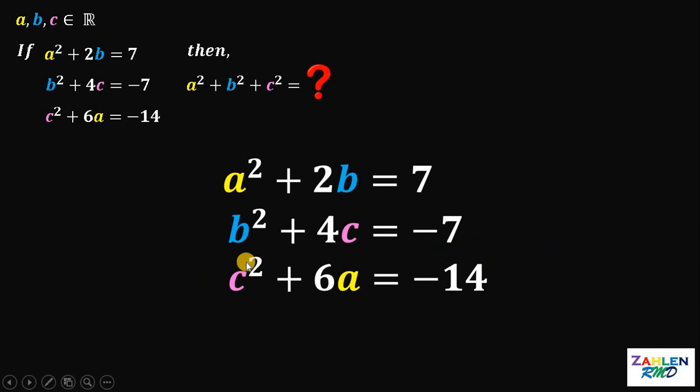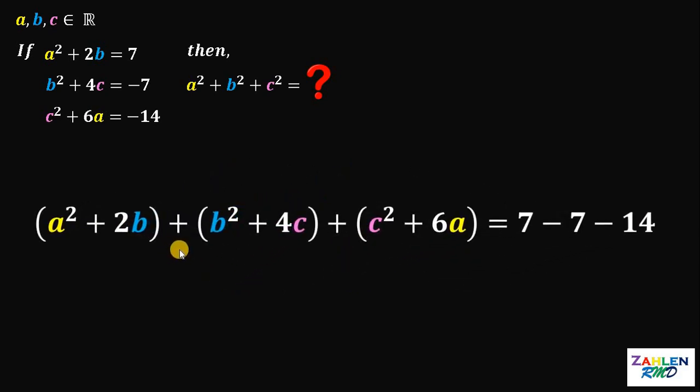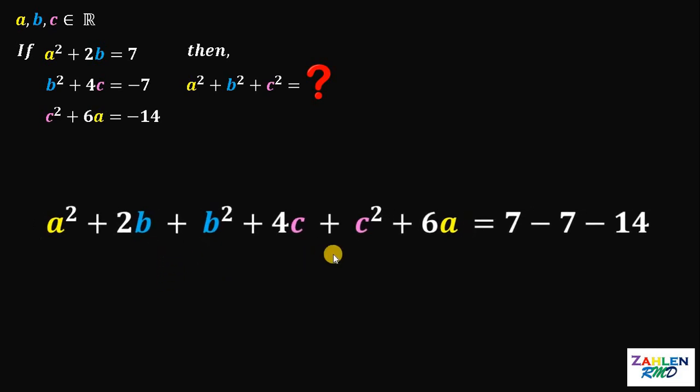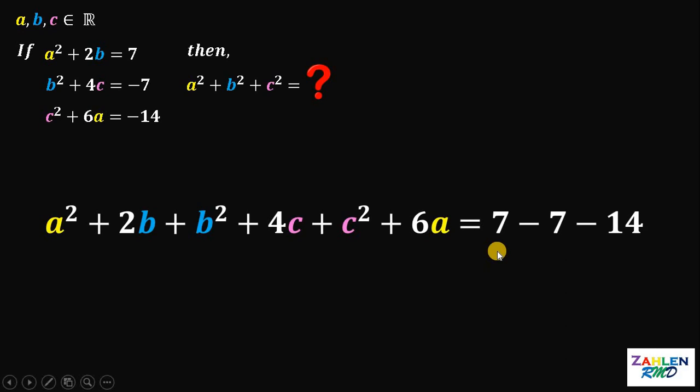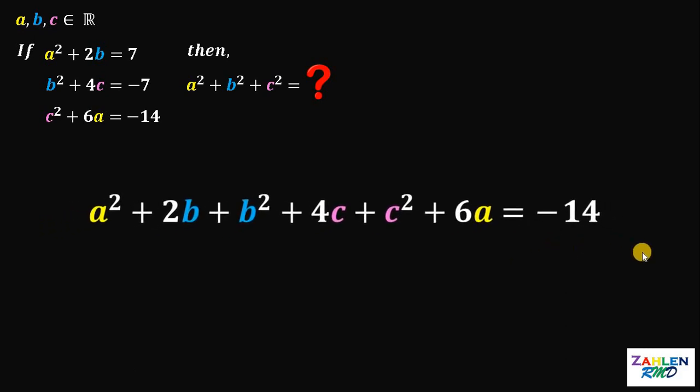So if we do that, we get a squared plus 2b plus b squared plus 4c plus c squared plus 6a equals 7 minus 14. Now on the left hand side, we can just remove the parentheses because these are just addition. And on the right hand side, 7 minus 14 is just negative 7.